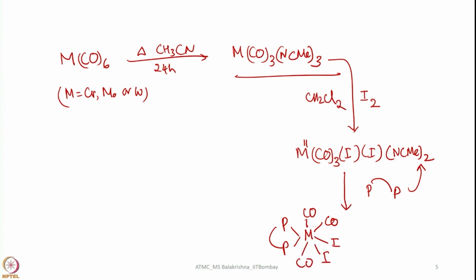So, now you can see 1, 2, 3, 4, 5, 6, 7 are there. So, this is a 7 coordinated compound, and of course, here depending upon what kind of phosphines we are using, this can have a capped octahedral geometry or pentagonal bipyramidal.